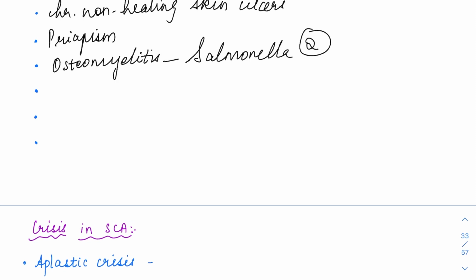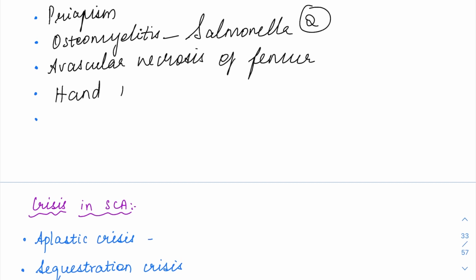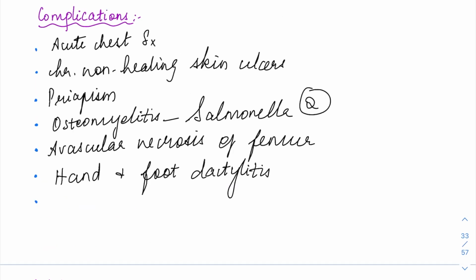But in sickle cell anemia, salmonella is the most common organism causing osteomyelitis. Then you are going to have avascular necrosis of the femur, then hand and foot dactylitis, right? So all of this is actually because of the microvascular occlusion. If you think of it, when the small vessels are being occluded by these RBCs, blood supply is going to be diminished to the end organ, whichever was being supplied.